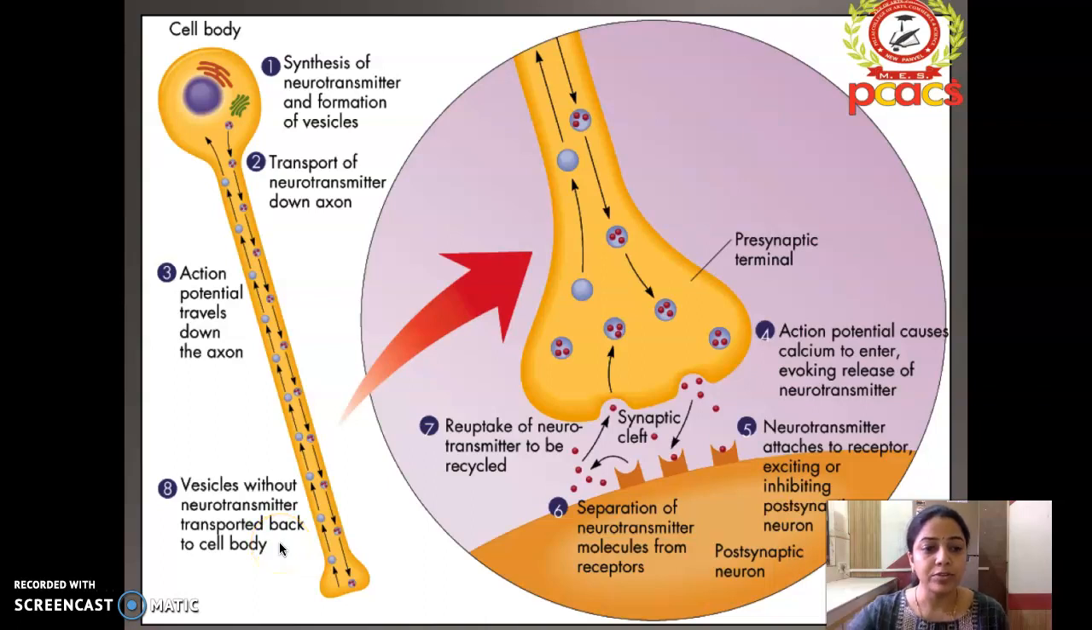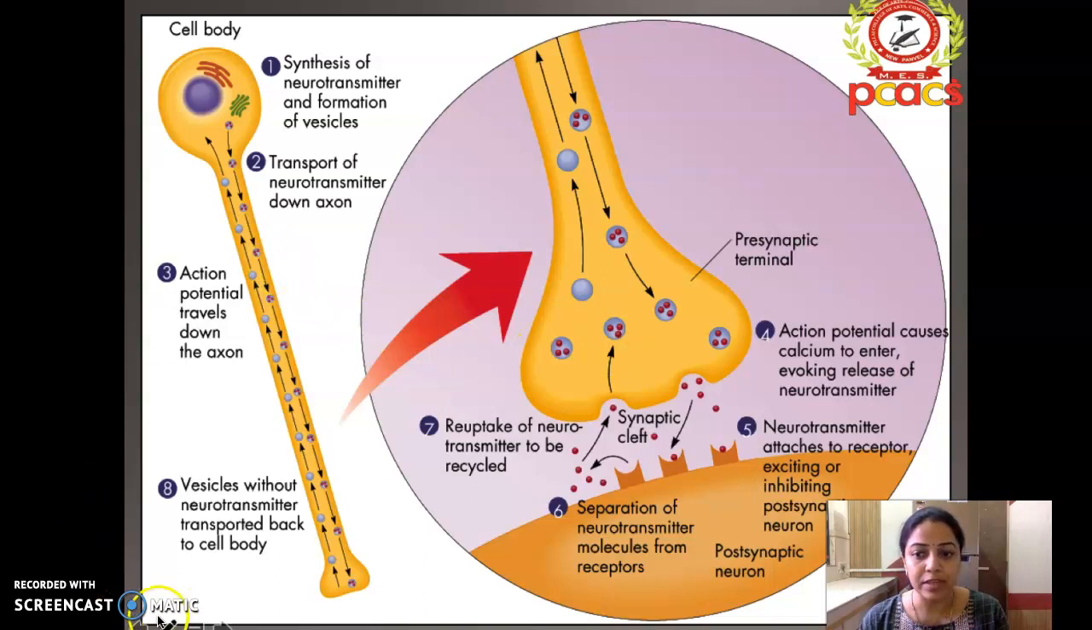Hello everyone. So today we are going to see what is the basic concept of neurotransmission. Before going on to the actual process, let us see how the action potential travels. So here you have the axon end. This is the presynaptic terminal. This is the synaptic knob. The synaptic knob will contain many synaptic vesicles. These synaptic vesicles are filled up with the neurotransmitters.